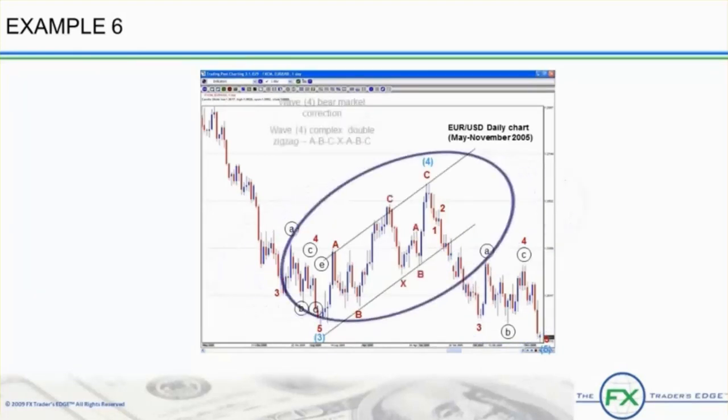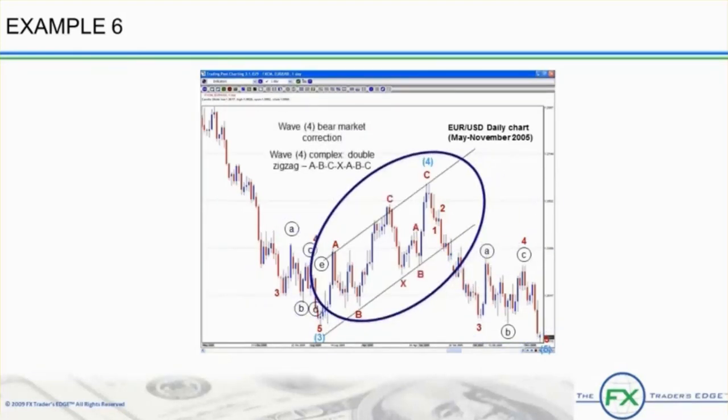This daily Euro-USD chart from May to November '05 breaks down this wave 4 correction, which corrects wave 3 of the larger sequence. This is a double zigzag with its ABCX, ABC components. This is a double 3 combination that we learned about earlier.